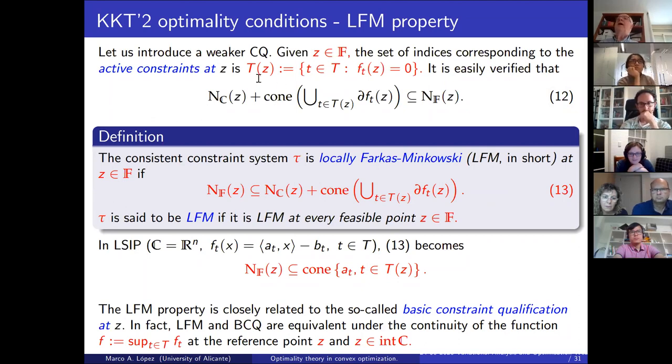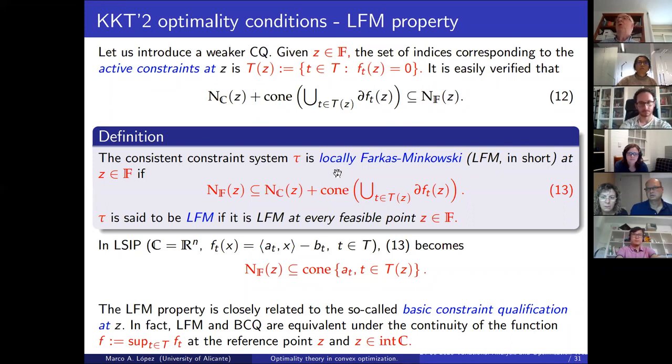In this way, I am denoting the set of indices which are binding at the point Z. This inclusion here is easily verified. Remember that if this set is empty, we adopted the convention that the convex cone is 0, and so this sum makes sense. This relationship is always satisfied, very easy. But what about the converse inclusion?